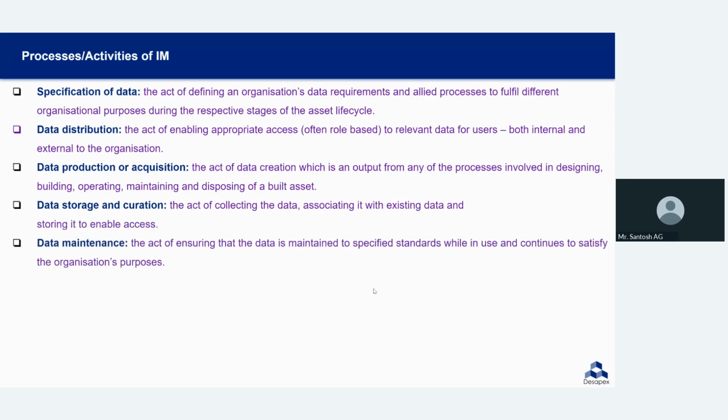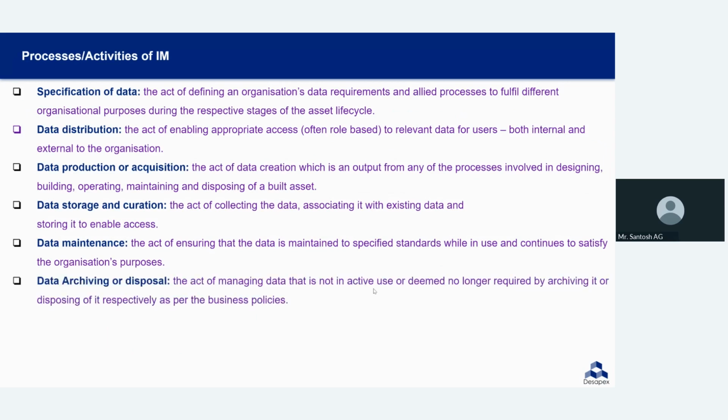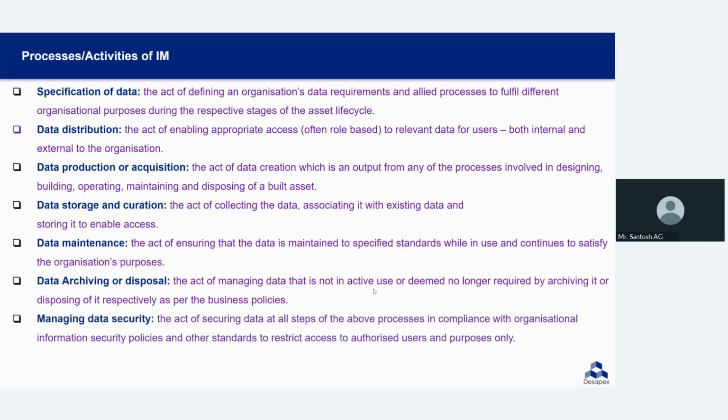Data maintenance is the act of ensuring the data is maintained to specified standards while in use and continues to satisfy the organizational purposes. Data archiving, or disposal, is the act of managing the data that is not in active use or deemed no longer required by archiving it or disposing of it, respectively, as per the business policies. Managing data security is the act of securing data at all the steps of the above processes in compliance with your organizational information security policies and other standards to restrict access to authorized users and purposes only.